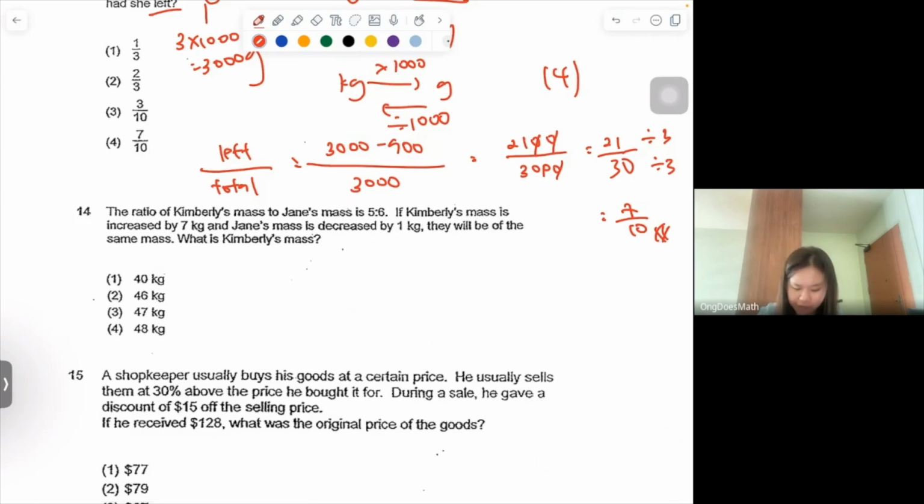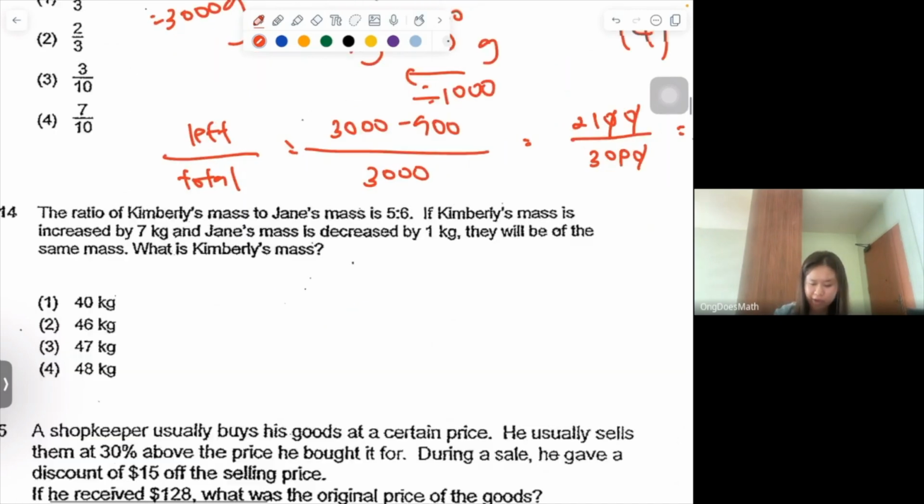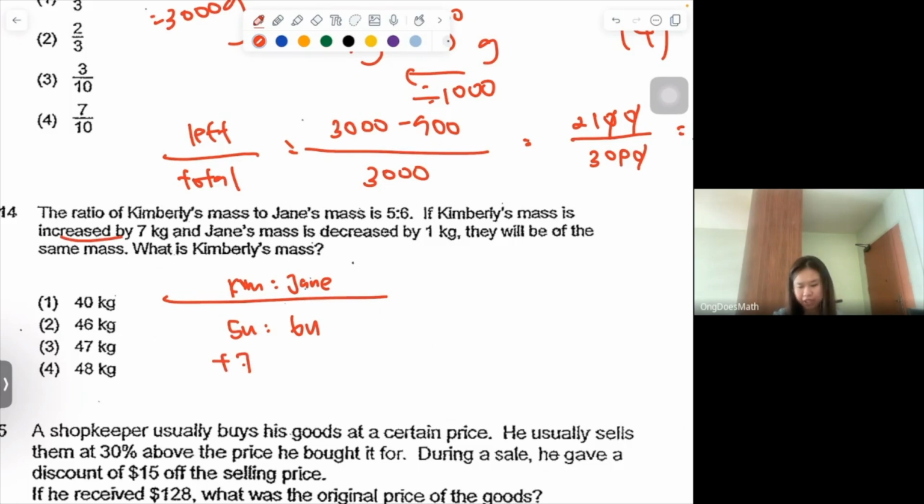Next, the ratio of Kimberly's mass to Jane's mass is 5:6. If Kimberly's mass is increased by 7 kg and Jane's mass is decreased by 1 kg, they will be of the same mass. What is Kimberly's mass? So you have Kimberly, you have Jane. Started off with 5 units to 6 units. If Kimberly's mass increased, so you plus 7. And Jane's mass decreased by 1, so do you plus or minus? Decrease means less, right? Less means you minus, right? So minus 1. And they end up with the same mass.